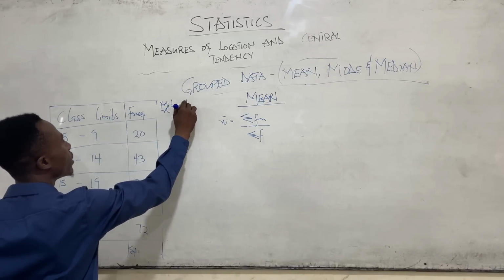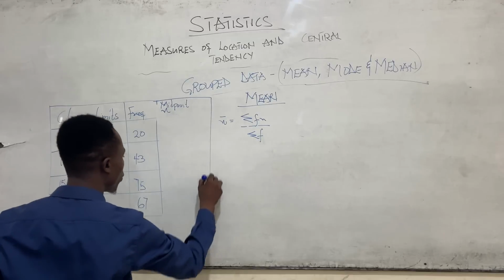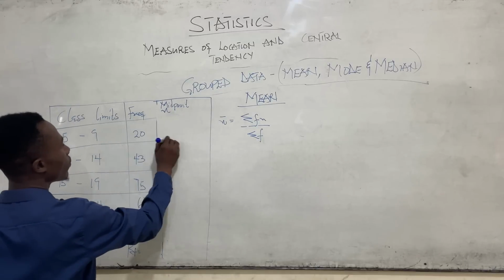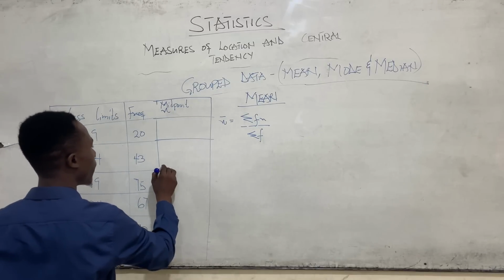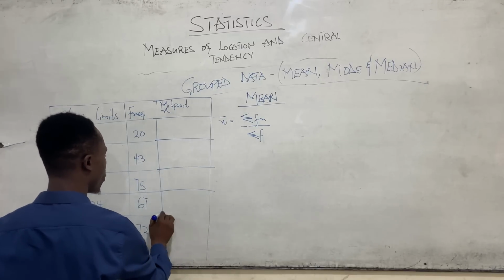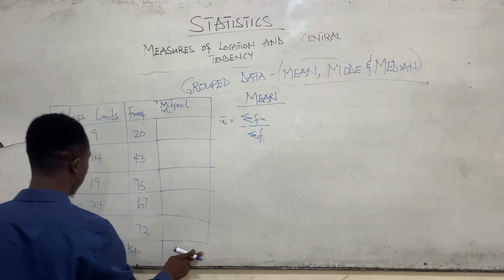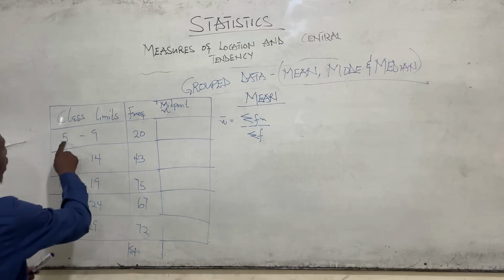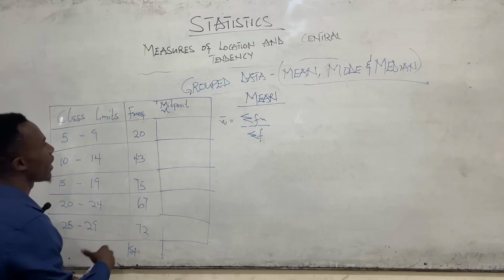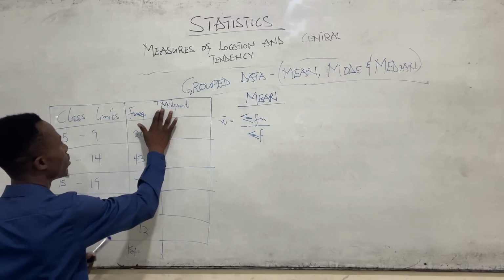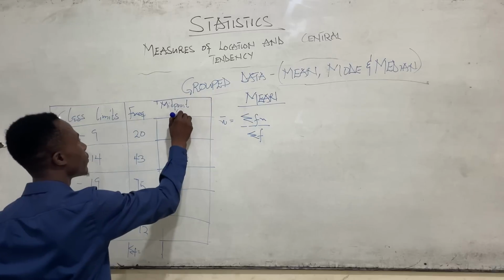X is the midpoint. And so how do you calculate the midpoint? Now we know we calculate the midpoint by adding the two class limits and dividing it by what? 2. That is the midpoint.